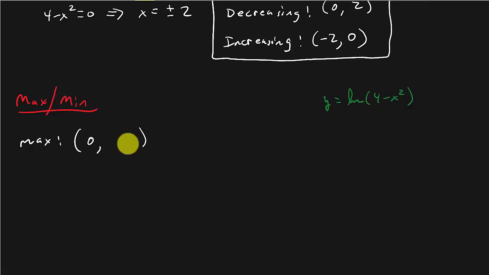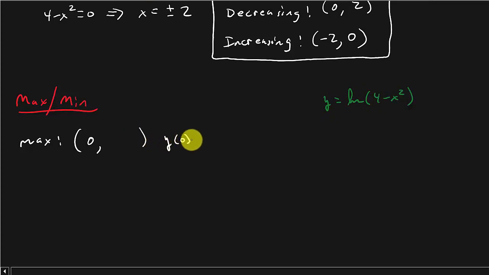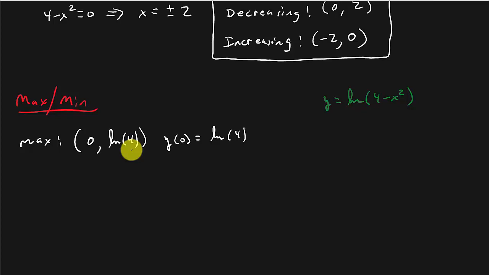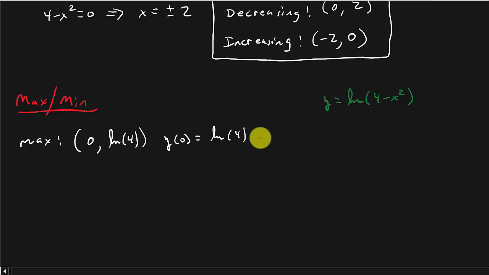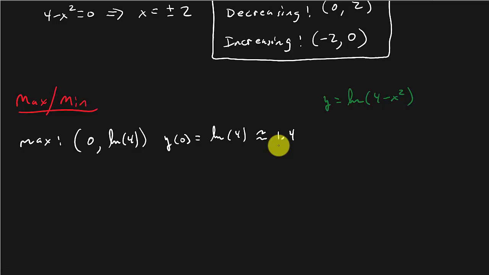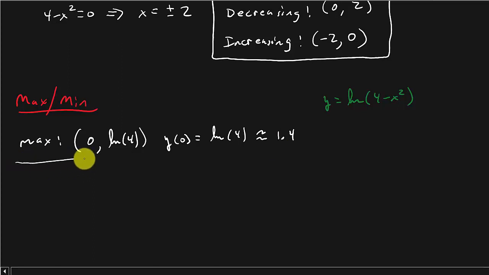And then remember, let's write the problem down. All right, so remember to get your y value, that's just y of 0, which is natural log of 4. So that's natural log 4. And if you wanted to, you could punch that in your calculator. It's approximately 1.4. Going ahead and putting that in as a decimal will help you know where to plot your point. Okay, all right, so there's our local maximum.